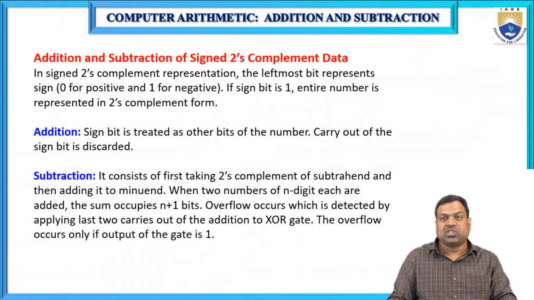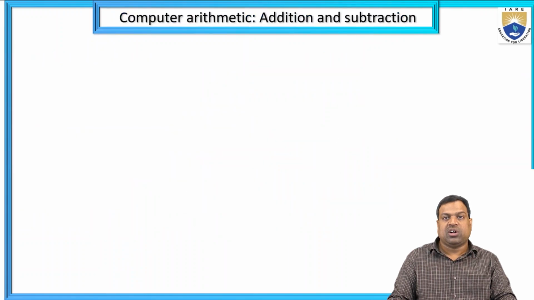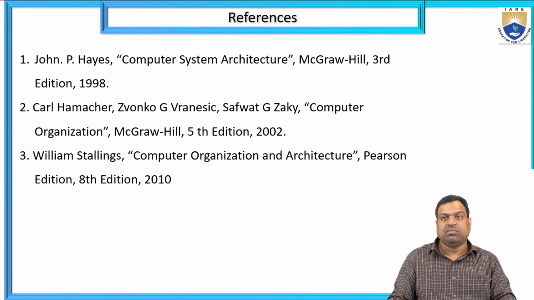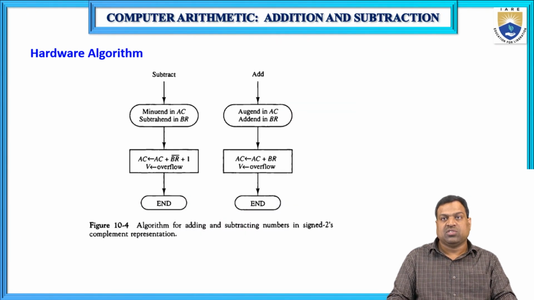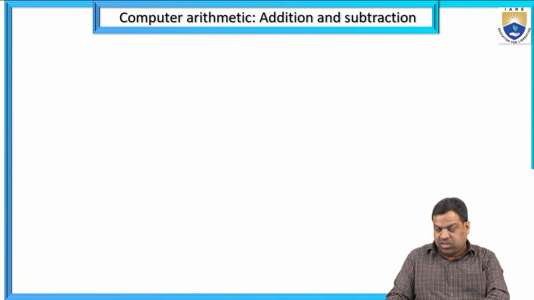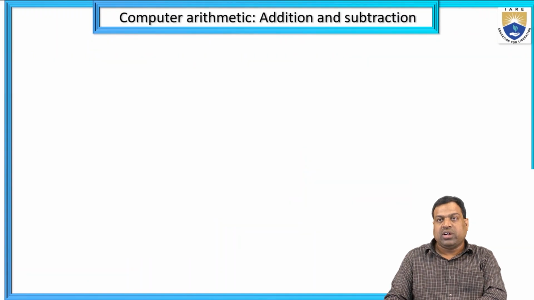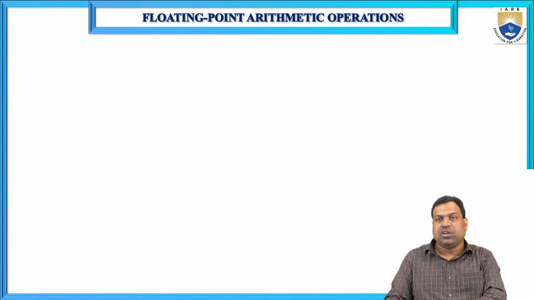It is the addition and subtraction of signed twos complement. After the completion of the first ones complement, we are adding one more to that ones complement. That is the twos complement. It is about the hardware implementation and hardware algorithm. Okay, these are the references. So we have discussed today computer arithmetic, addition and subtraction, and floating point arithmetic operations.